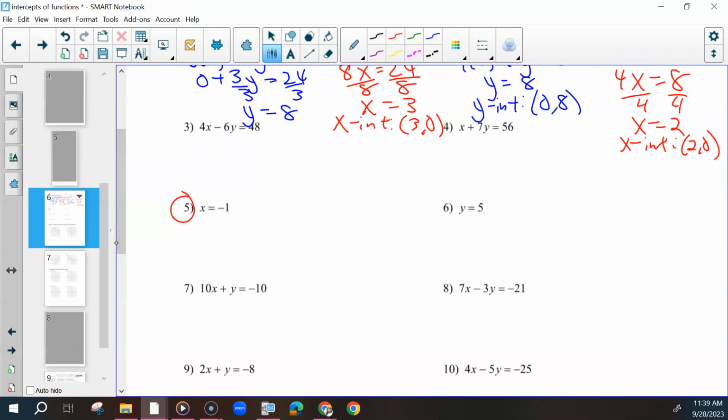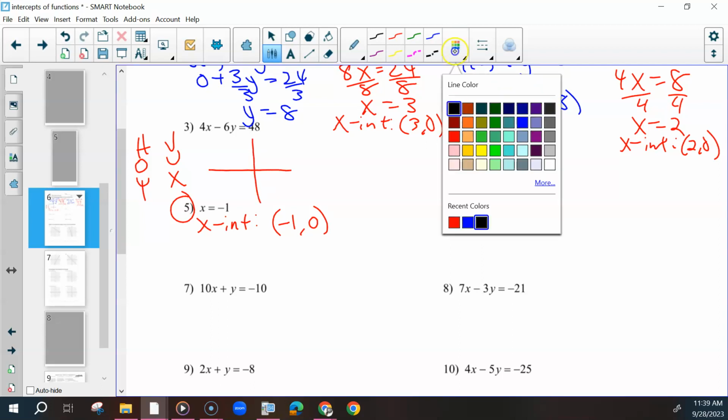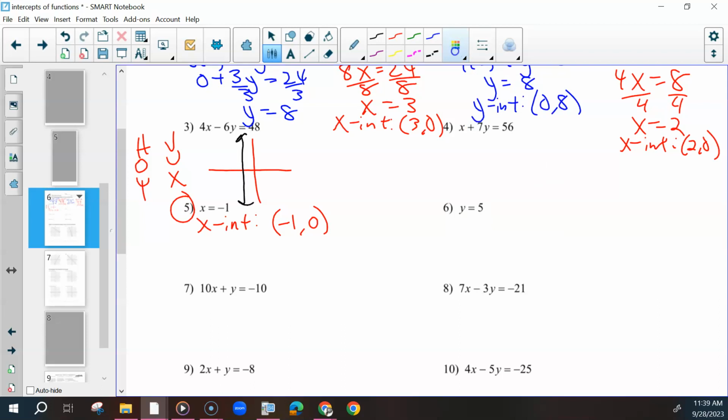Okay. So this tells us where our x-intercept is. No work can be done there. However, you have to remember what type of equation this is in order to write your y-intercept. Off to the side, I'm going to write my notes. If I have x equals, that's going to be a vertical line. You don't need to graph this, but I'm graphing it so you see it visually. So when x is -1, this would be this equation. Is this ever going to cross the y-axis? No. So for your y-intercept, you would just put none.